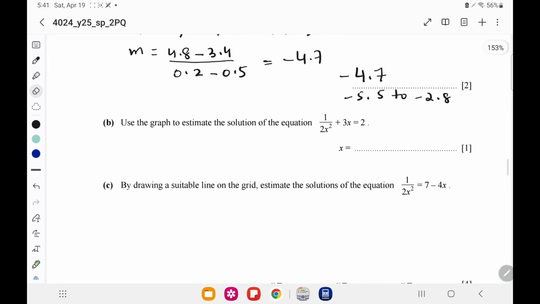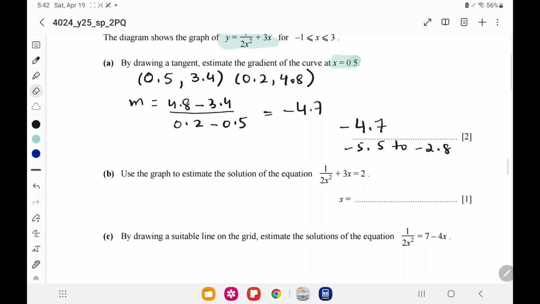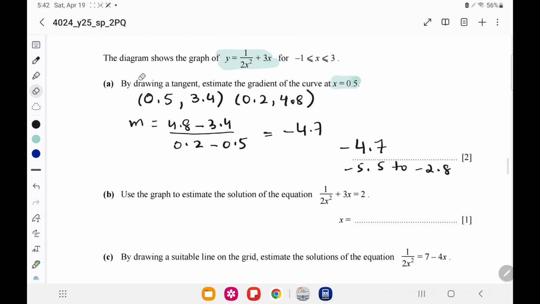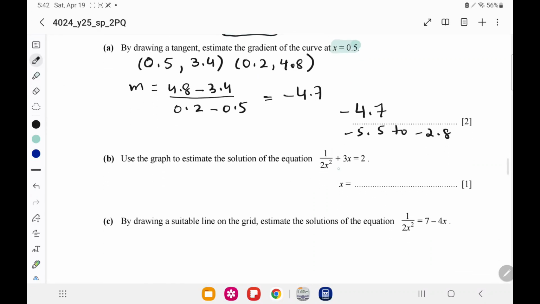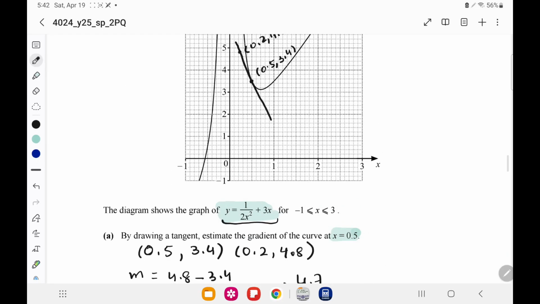The next part of this question: use your graph to estimate the solution of the equation 1 upon 2x square plus 3x equals 2. So you know that 1 upon 2x square plus 3x is the same as y. You just write down y equals 2. So draw the line y equals 2, and then solve means get the point of intersection.